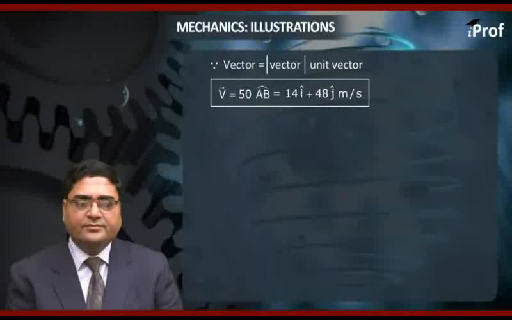Since vector equals magnitude of vector into unit vector, so V vector equals 50 AB cap, equals 14 i cap plus 48 j cap meter per second.